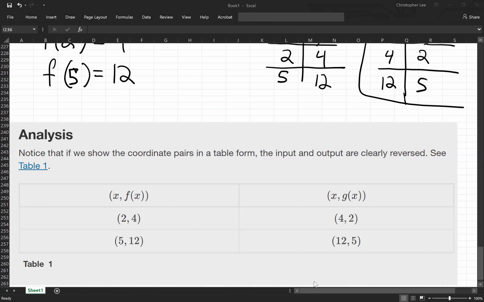The g of x is the f inverse of x. It's the g of x is the inverse of f of x. Always? In this lesson, it is.